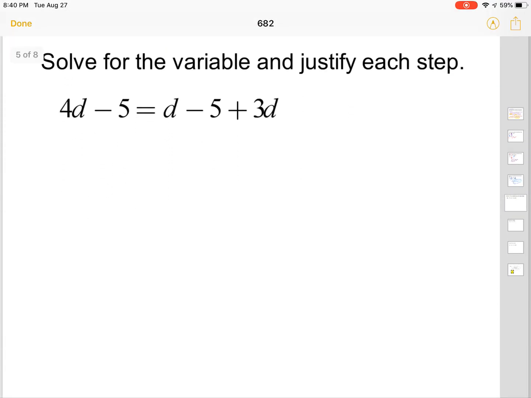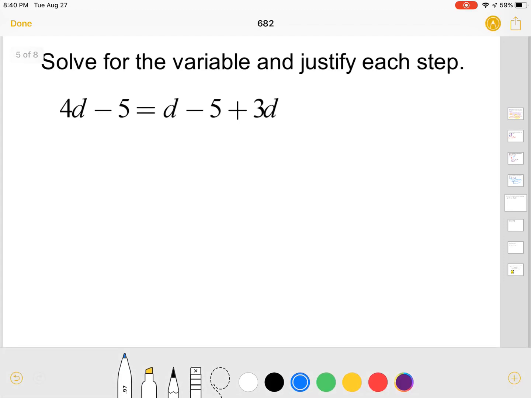Next problem, we have 4D minus 5 equals D minus 5 plus 3D. So we have a lot of stuff going on. Let's just start by combining all of our variable D's. So over here, I'm just going to leave my 4D here for a minute. 4D minus 5 equals, well, here's 1D plus 3D. Well, 1 plus 3 would be 4. We just have 4 D's. So we have 4D minus 5 equals 4D minus 5.